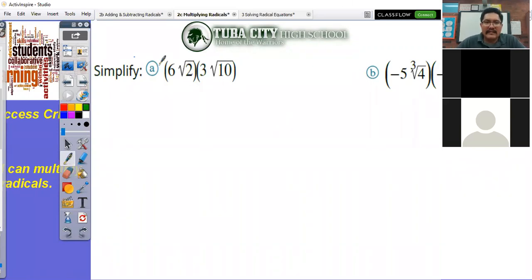But we just want to multiply the numbers. So if we pay attention to the rule that we had, we're going to multiply. Actually, let me multiply the regular numbers first, our coefficients. In this case, we have 6 times 3, and that's going to be our number in the front, which is 18. 6 times 3 is 18. Now I need to multiply the radicals to each other. So in this case, root 2 times root 10, and I get root 20.